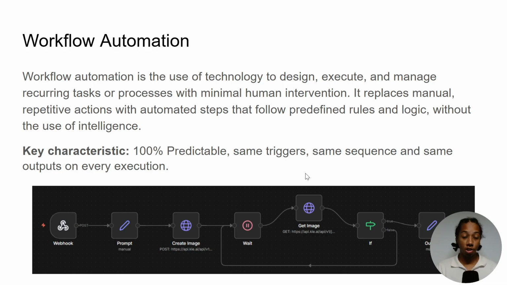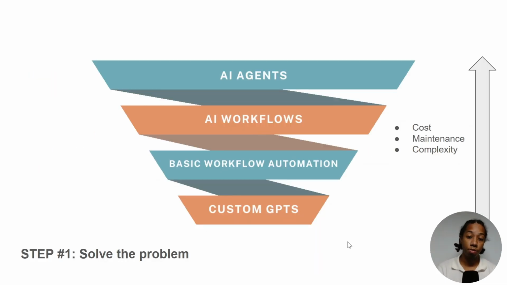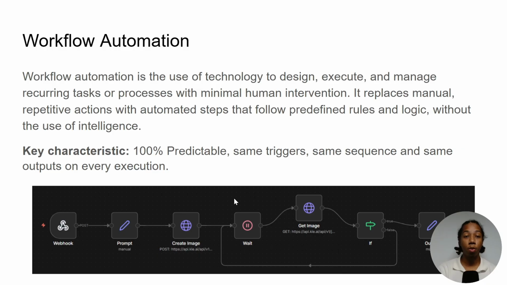And what a workflow automation is, is the use of technology to design, execute, and manage recurring tasks or processes with minimal human intervention. It replaces manual repetitive actions with automated steps that follow predefined rules and logic without the use of intelligence. So because AI isn't involved and the workflow is using tools that have already been set up and configured, the outputs are always going to be the same and there's going to be no surprise outputs or different sorts of outputs. And these workflows are an upgrade from custom GPTs because they are 100% automated, meaning that they can run in the background without any user input.